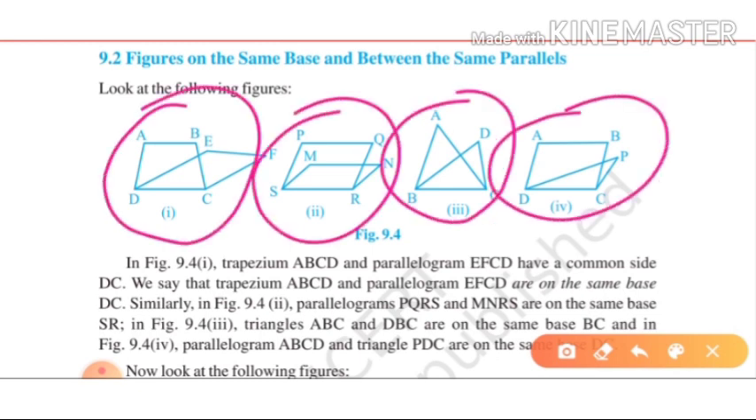When we are saying same base, if you look here, these figures are standing on the same base. This DC is the base where ABCD is standing, and you can see DEFC is also standing on the same base, DC. Then PQRS and MNRS are standing on the same base, RS. Then triangle ABC and triangle BDC are standing on the same base, BC.